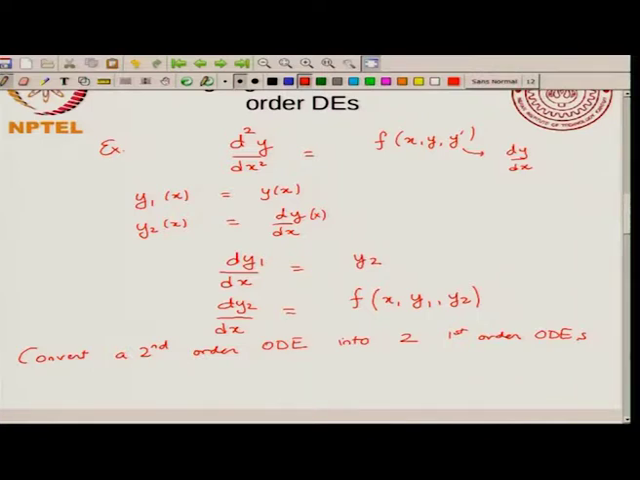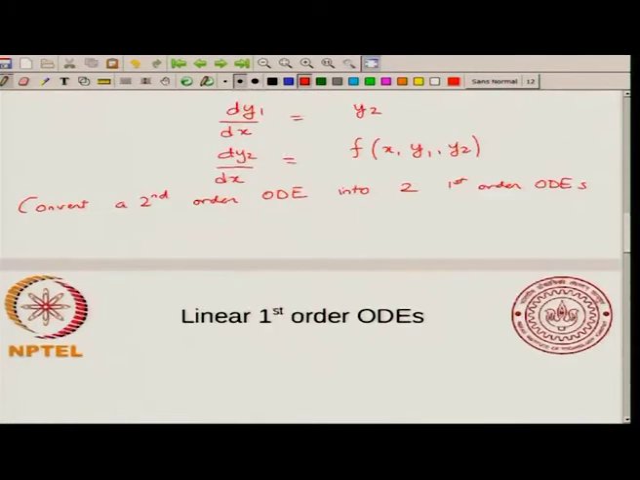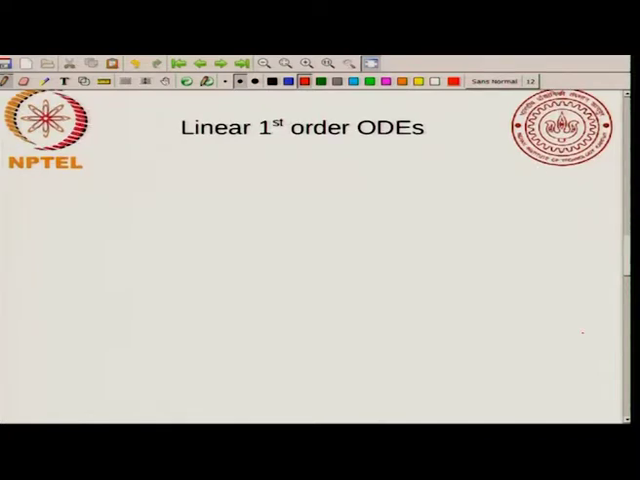Okay. And you can extend this: you can convert a third order ODE into three first order ODEs, and so on. You can do this for third order differential equations too, and you can extend it to any order. So, basically you can convert a higher order differential equation into a system of first order differential equations.